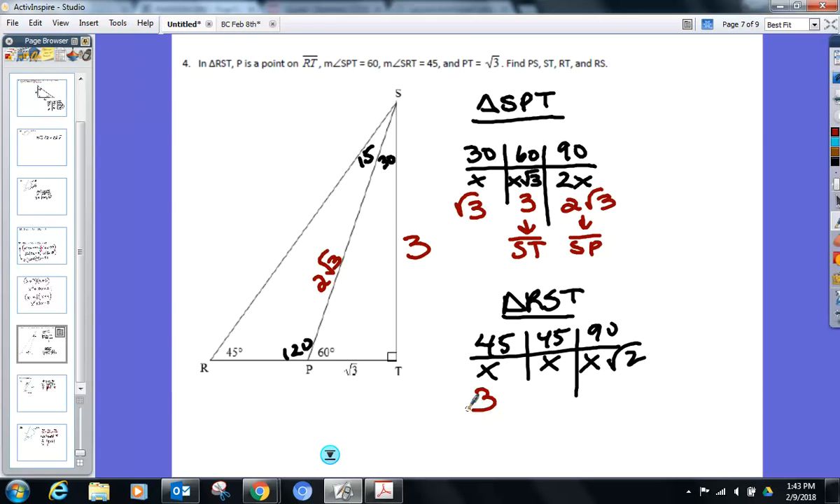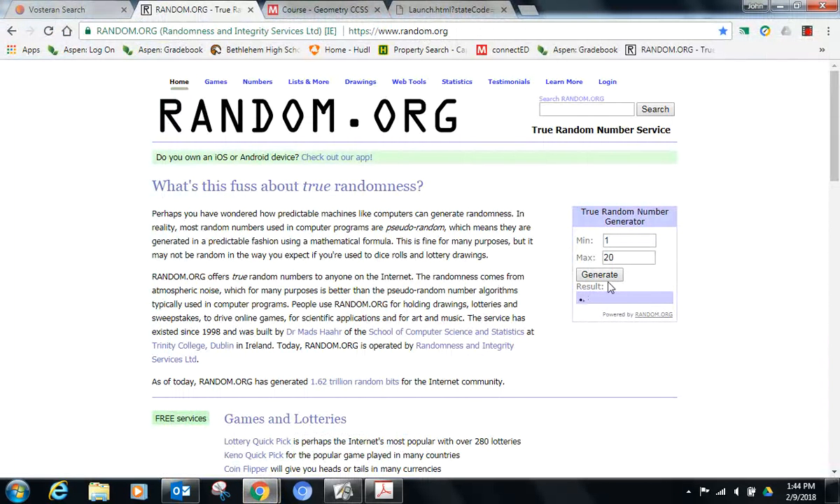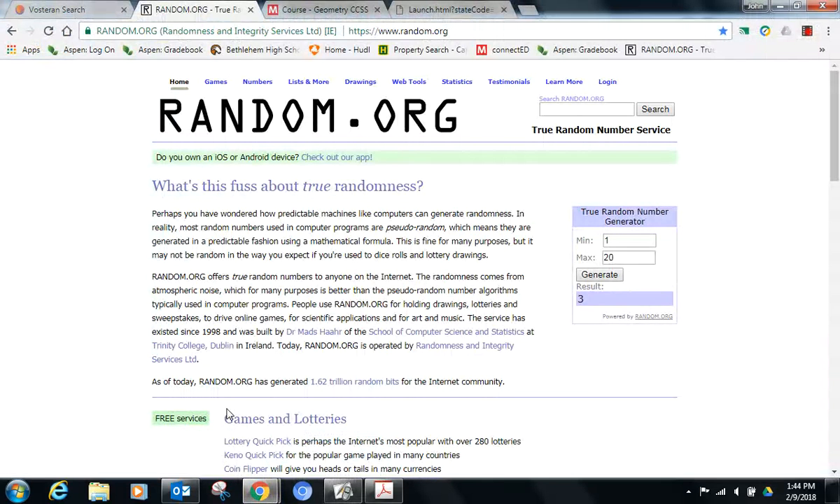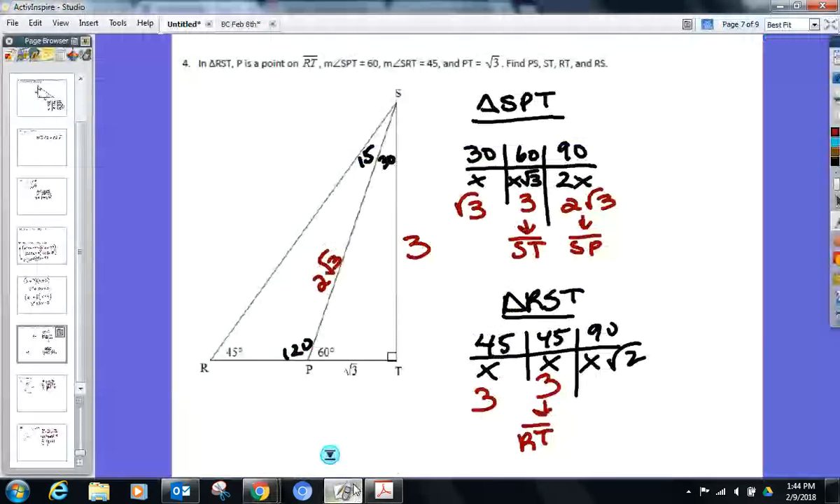What about the rest of the diagram? Help me fill in the rest of the chart. Here you go, 3. What's across from the other 45? 3. Name that side. I already know this side's 3. What's the other side across from the 45? RT. So there you go. RT is also 3. And then what about the final side across from the 90? 3 radical 2. Name that side, Andrew. RS. Yep.